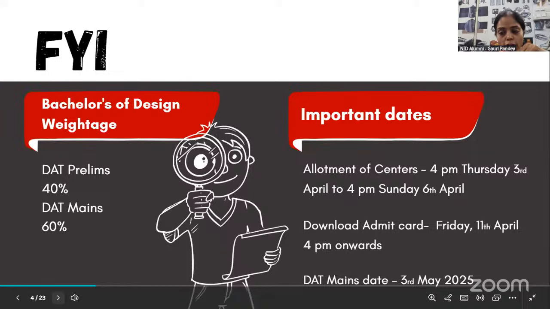You can download the admit card from the 11th of April, 4 p.m. onwards. The date of the exam is 3rd May 2025. It's a Sunday.